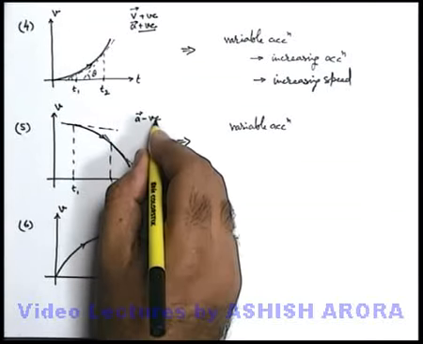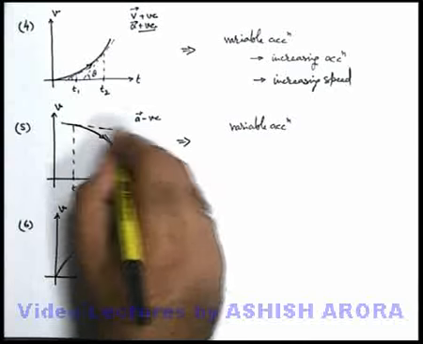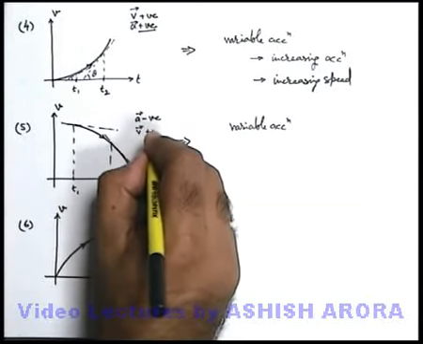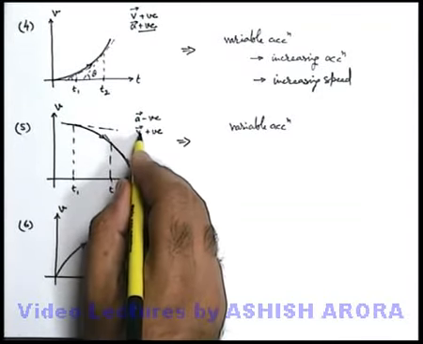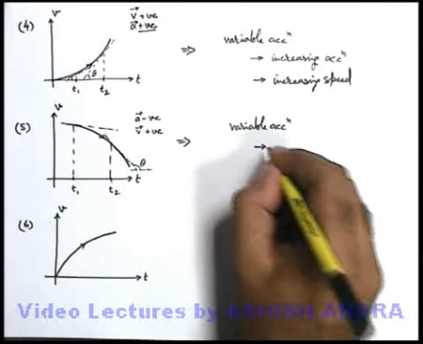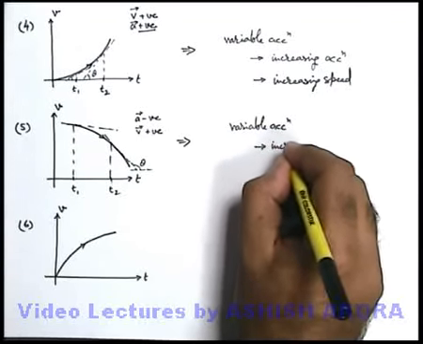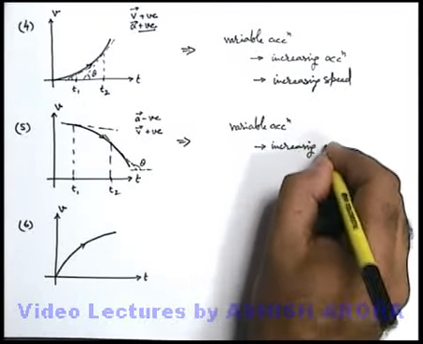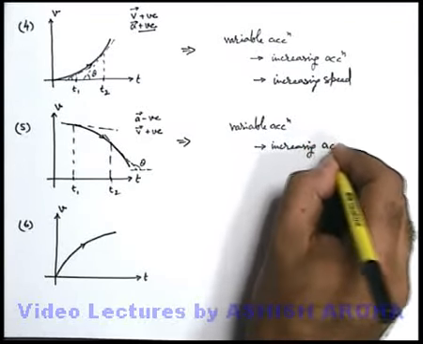If acceleration is negative and velocity in this situation is positive, we can state that the speed is decreasing. This is the situation of again increasing acceleration but decreasing speed.